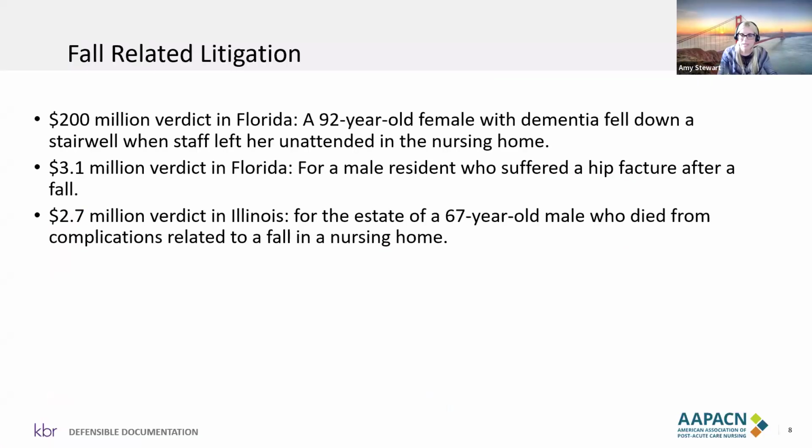Just to kick us off, I just wanted to remind people of some of the fall-related litigation that is out there, and Catherine can speak more to this. But I also wanted to share that the OIG has put out some numbers related to falls, and between July 1st of 2022 and June 30th of 2023, there were over 40,000 falls with serious injuries in nursing homes. So nursing home related falls are a really big risk area.